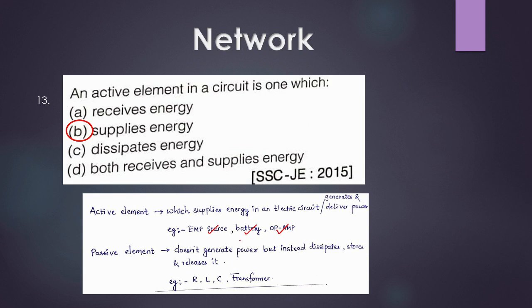These are active elements. And what is the definition of passive elements? They do not generate power but instead dissipate, store, or release it, such as R, L, C and transformer. Transformer is a passive element. So it is asking what an active element is. The answer will be B, supplies energy. It can be a voltage source, a current source, a battery, or an op-amp.